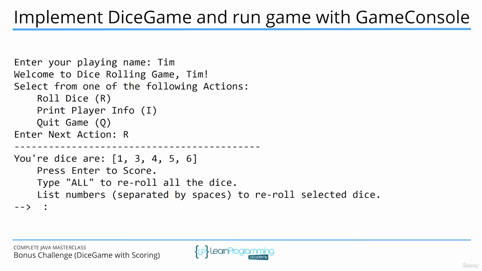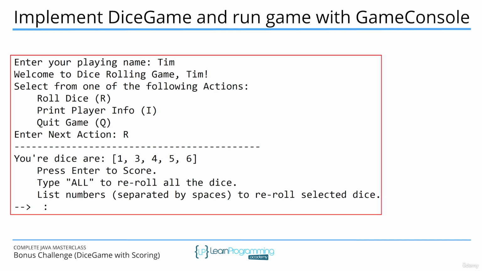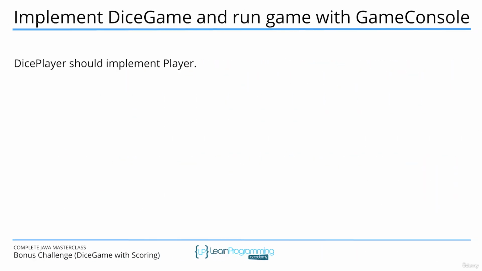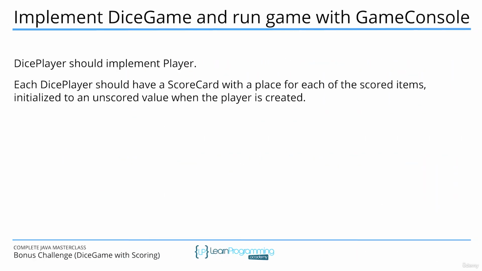Dice game should extend game. Sample output for the top level game actions is shown on this slide. Dice player should implement player. Each dice player should have a scorecard with a place for each of the scored items, initialized to an unscored value when the player is created. Hint, I'll be using an enum map for the player's scorecard.